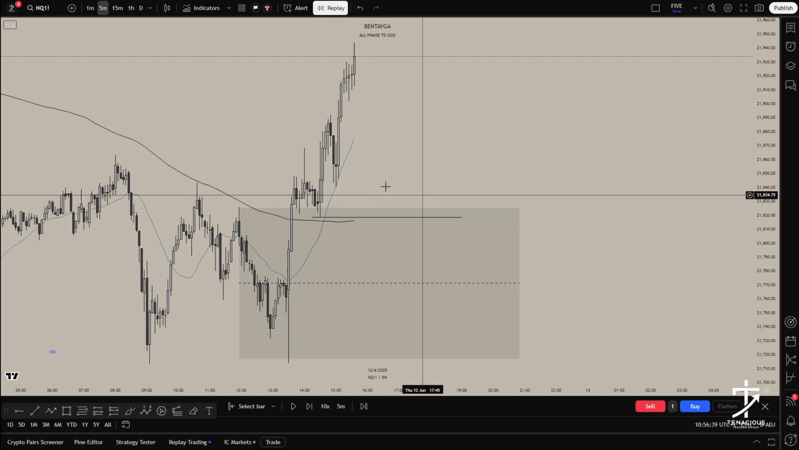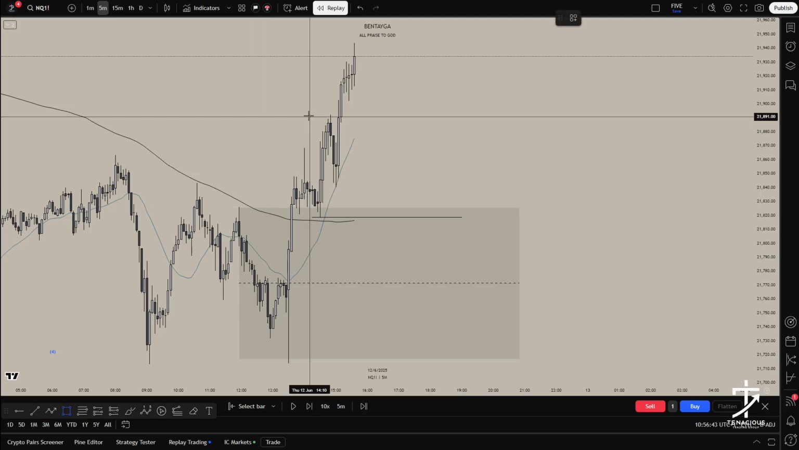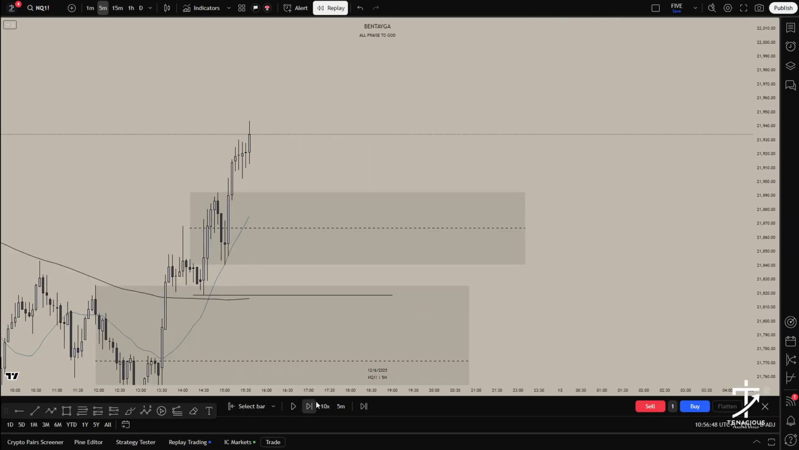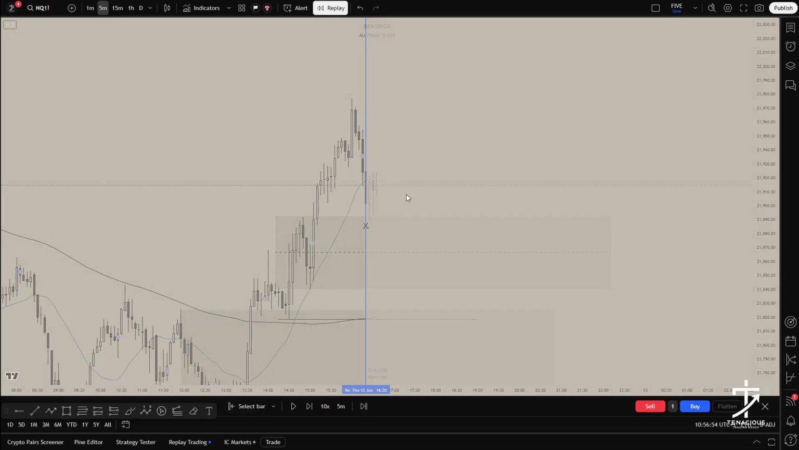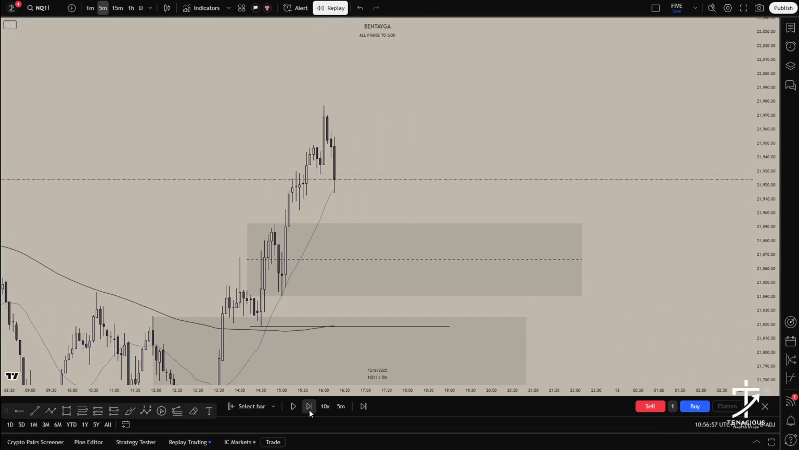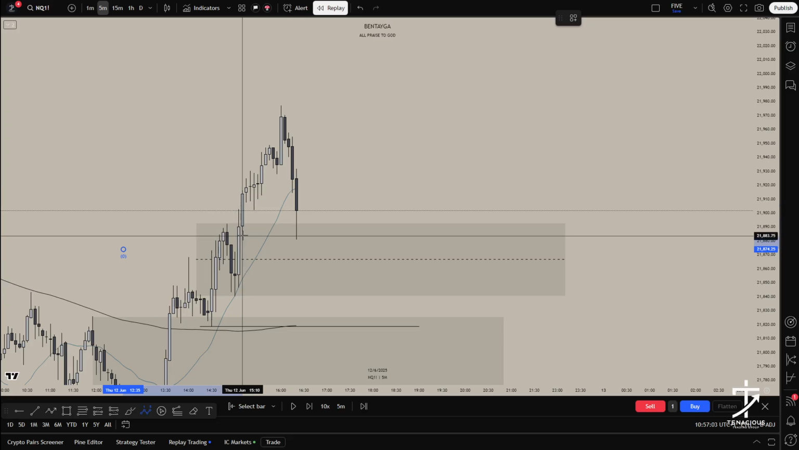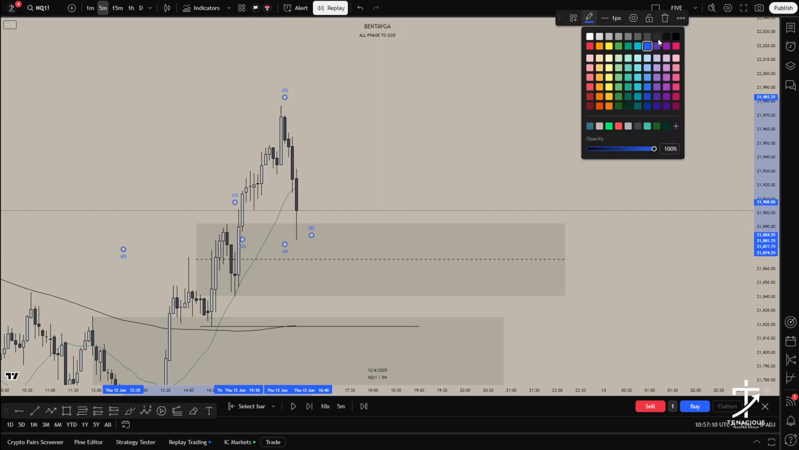Okay, so we made a higher high. So okay, cool. So we now have this zone here. See what happens. Okay, so we come back. Okay, yeah, so we've tapped back into this zone. We have, this will be my 1, that will be my 2. So 1, 2, 3, 4, potentially 5 to take us back up.